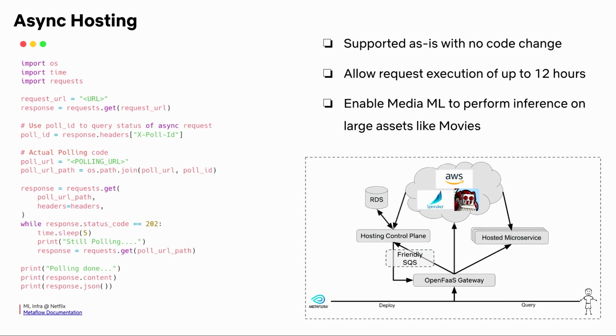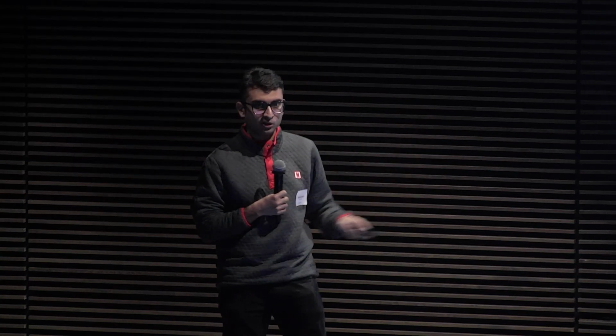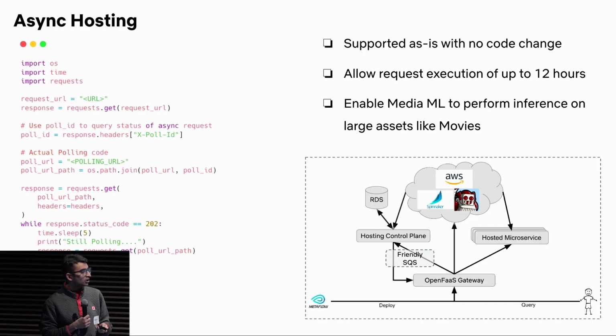And the reason for the 12-hour time limit is because of the SQS queue, which is what we used in our implementation. And this is an example of how you can use polling to get the response from an async request, but you can also have a simple callback function to do whatever you want.